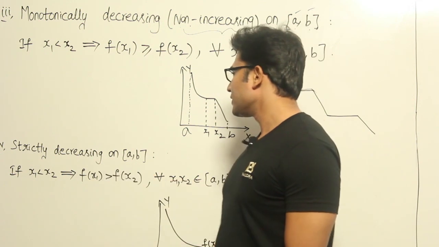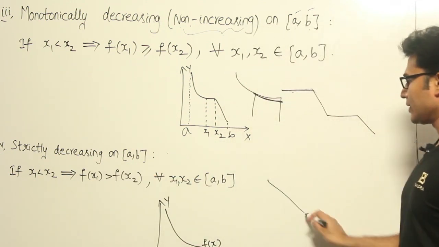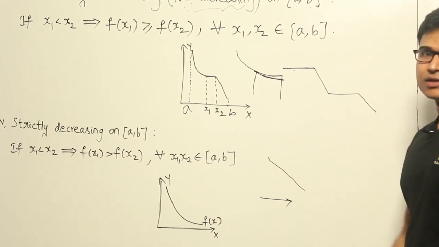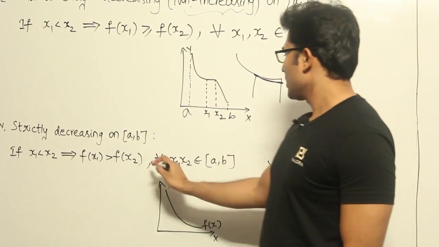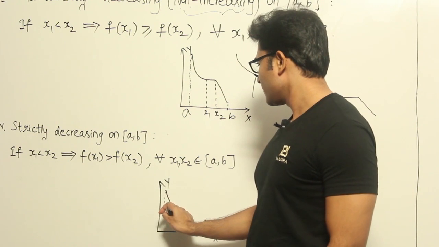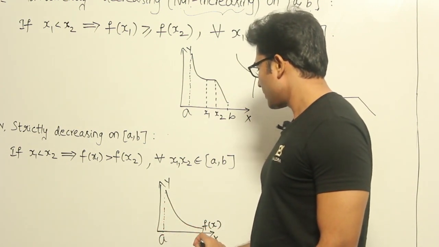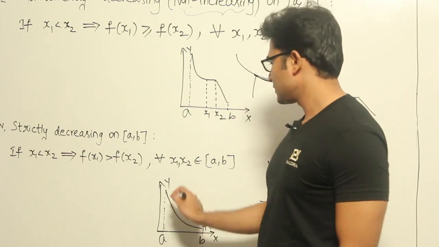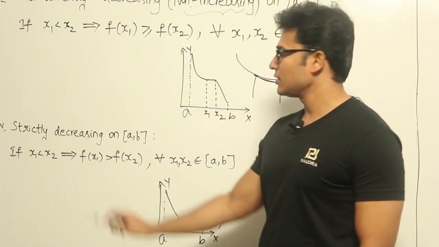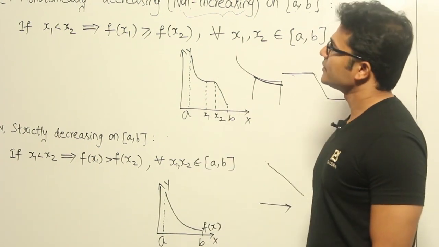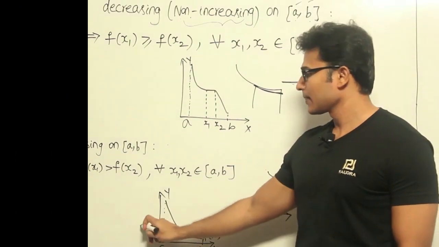And what about strictly decreasing? Strictly decreasing means it should behave like this, right? As you go forward, it should always decrease. That is called strictly decreasing, right? And if you see this, here also, there is no point at which it is increasing or remaining constant, right? It is continuously decreasing. That is why it is called strictly decreasing. So that is the main difference between monotonically decreasing and strictly decreasing, okay?